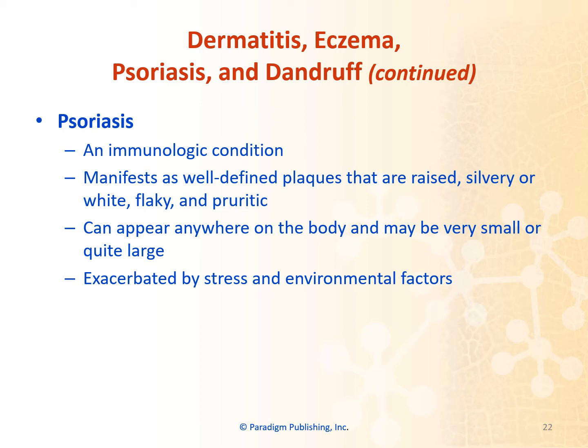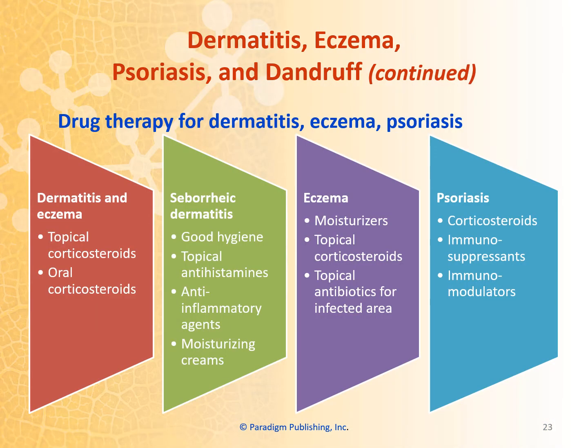Psoriasis is an immunologic condition. It manifests as well-defined plaques that are raised, silvery or white, flaky, and swollen. They can appear anywhere on the body and may be very small or quite large, and they're exacerbated by stress and environmental factors. The different drug therapies for dermatitis, eczema, and psoriasis are listed below.